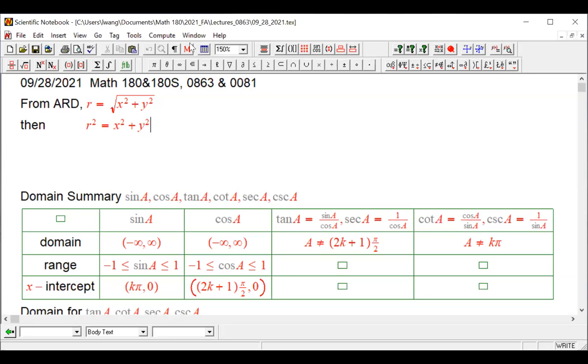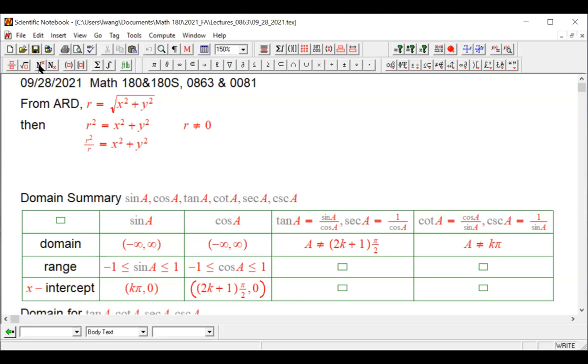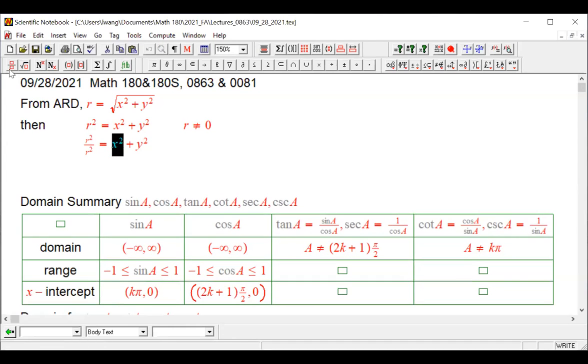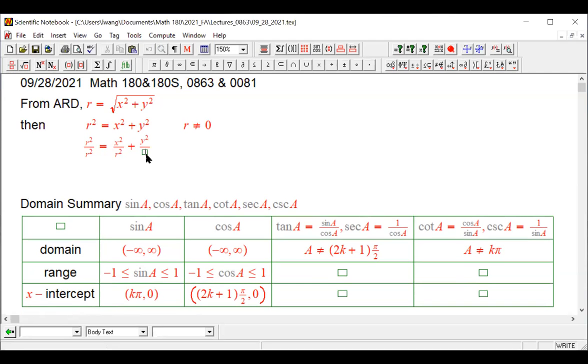Because R is not 0, the way R is selected, R is not 0, what we can do is divide by R squared on both sides. Everybody must do this. Divide by R squared on both sides. So y squared divided by R squared.